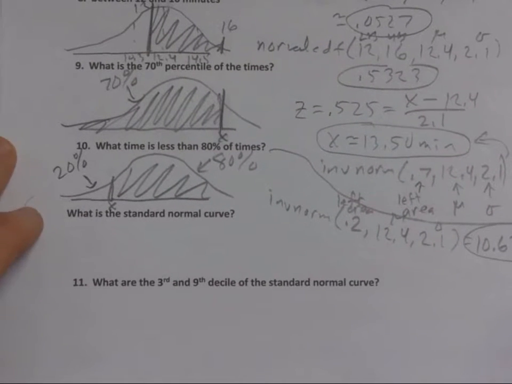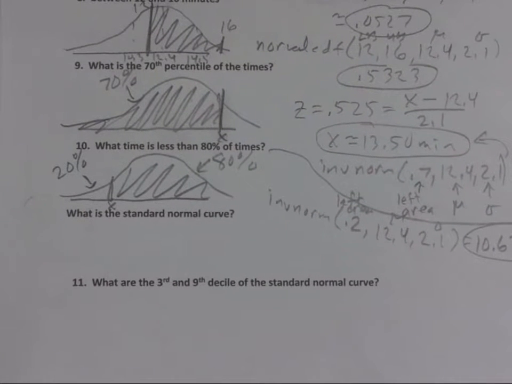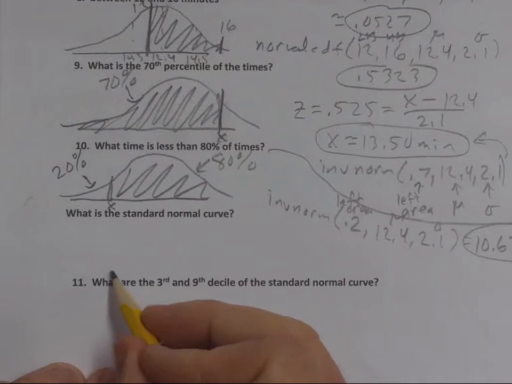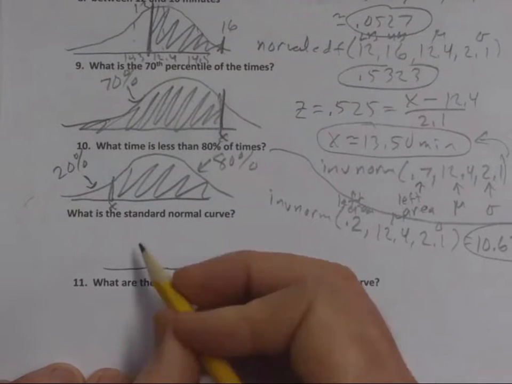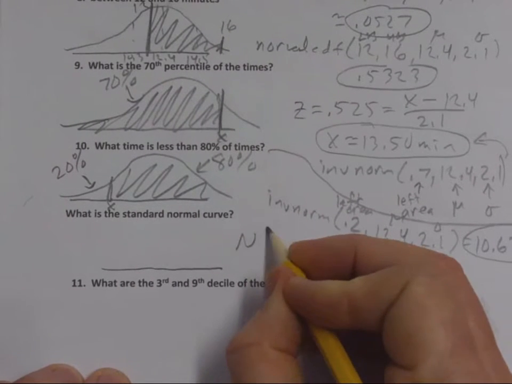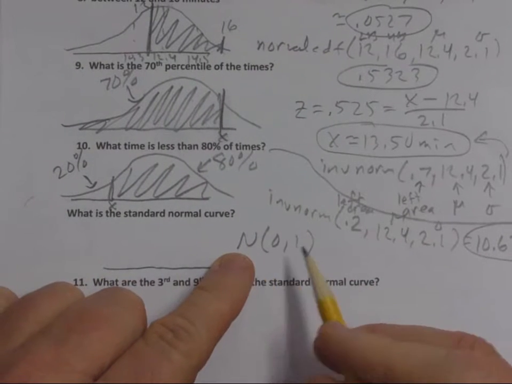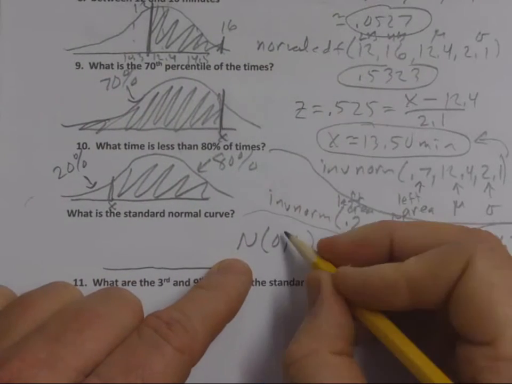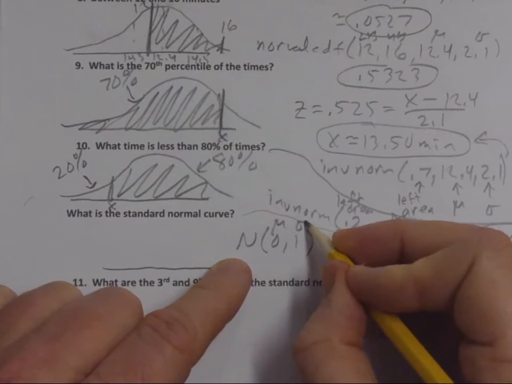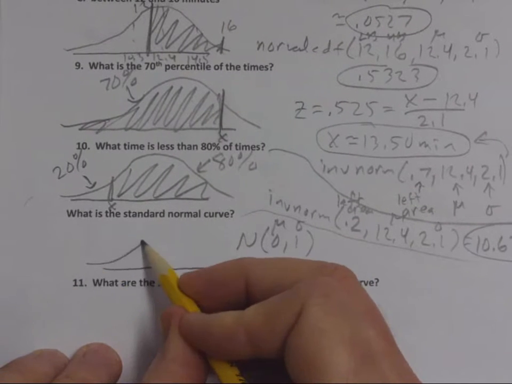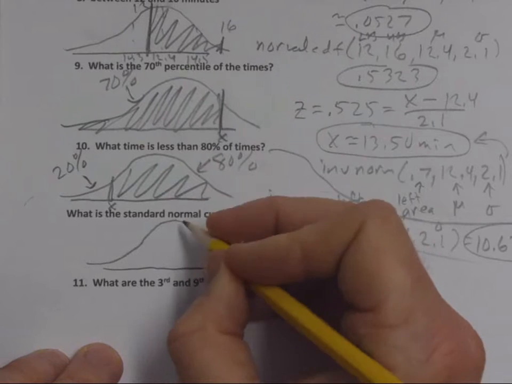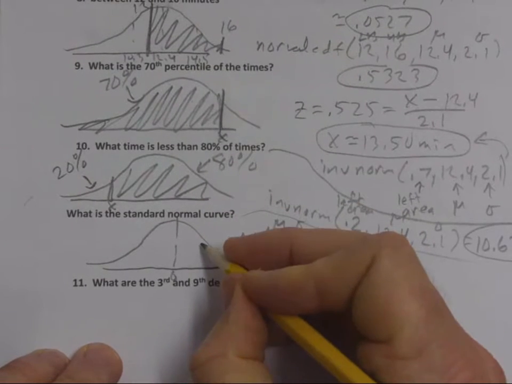Okay, now, what is a standard normal curve? We define a standard normal curve as a normal curve with a mean of 0, standard deviation of 1. So that's sort of notation for a normal curve with an N. So mean of 0, standard deviation of 1. And it is in essence a curve of z-scores.